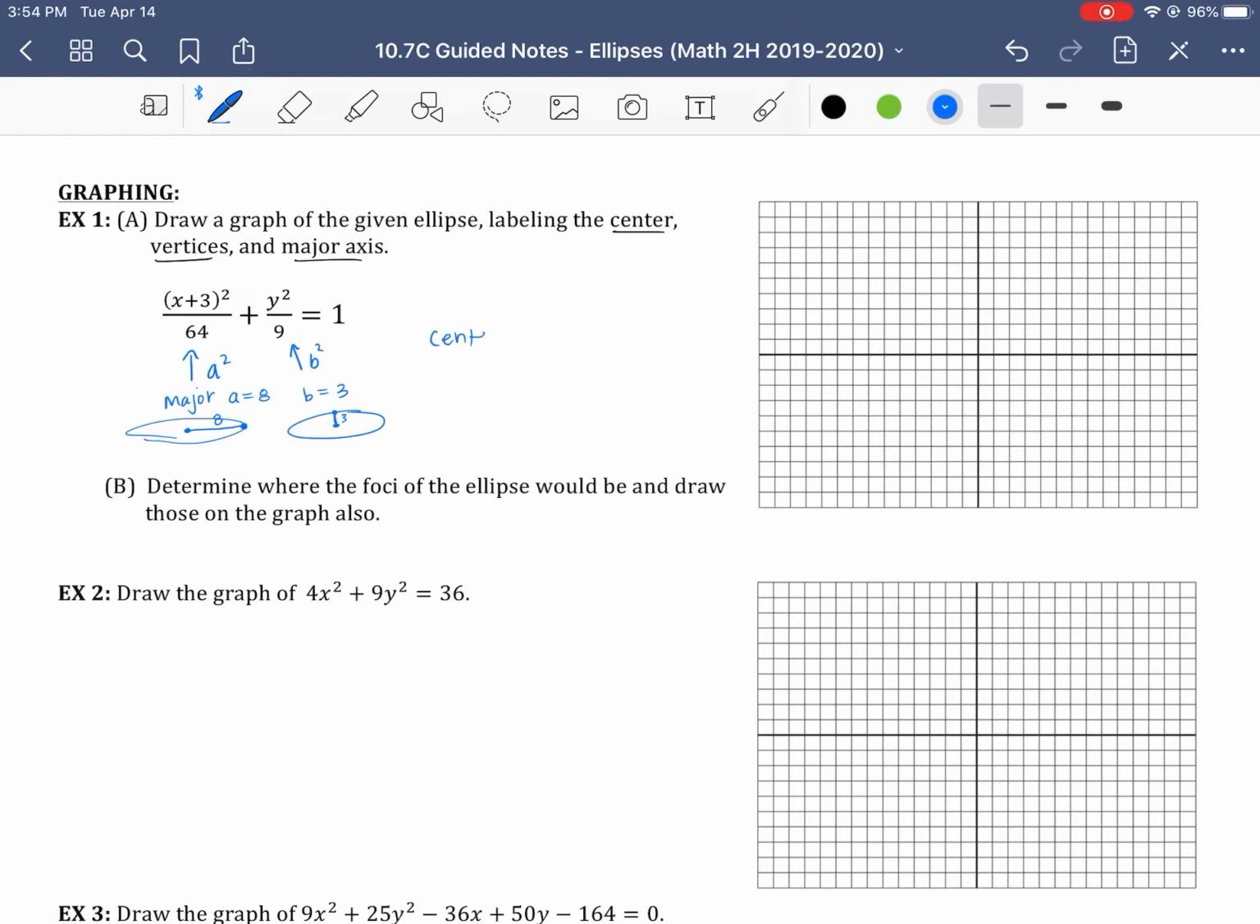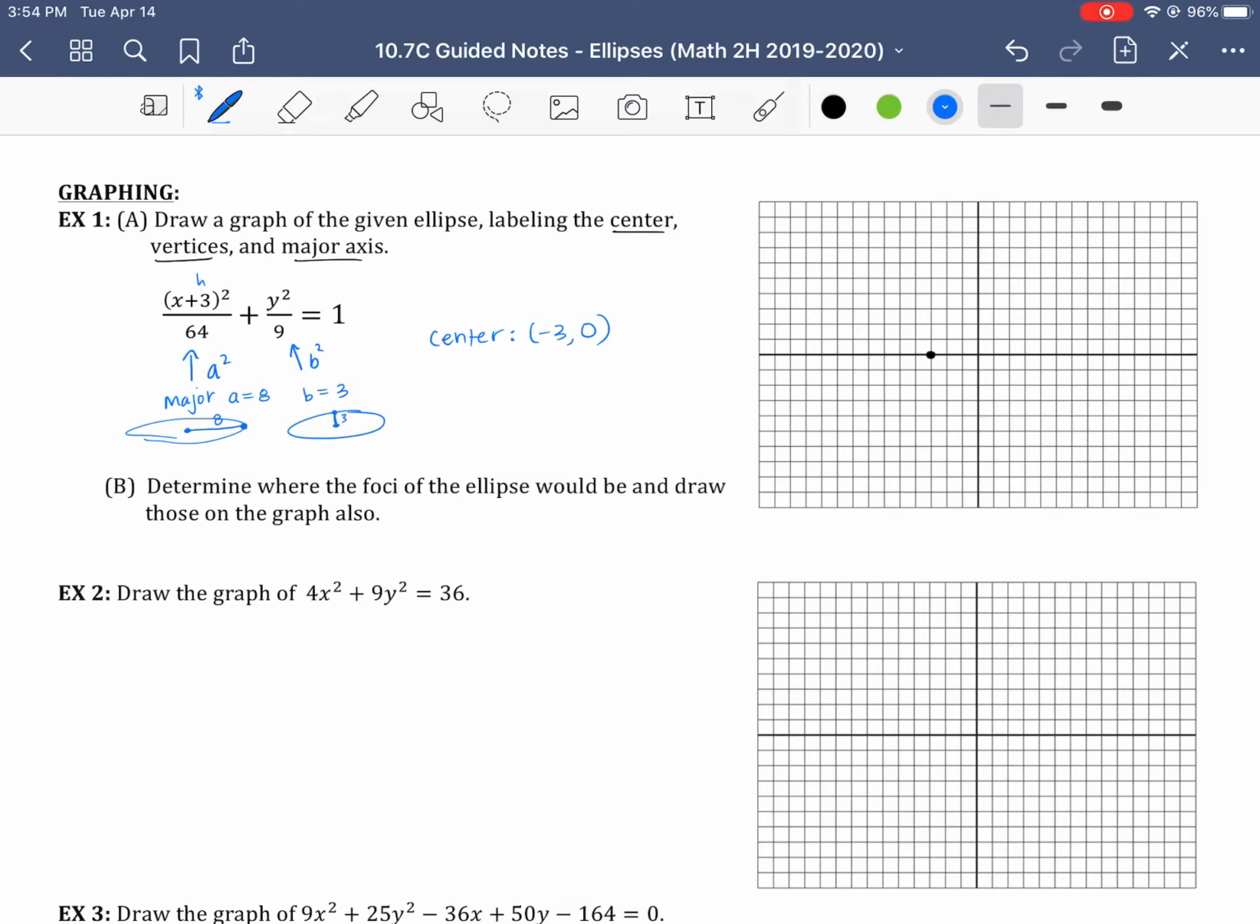So the center, again, comes from the HK. So if I want to find the center, I look up here at my x value. It's adding 3, so I'm going to put -3 inside my center. The y value is not adding or subtracting anything, which means my k value must be 0. Okay, so let's graph this. We've got enough information, so we come over and we graph the center, which is -3, 0. So we're looking at a center right there on the x-axis.